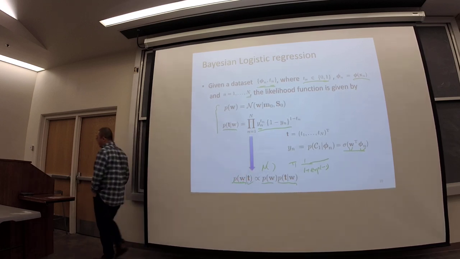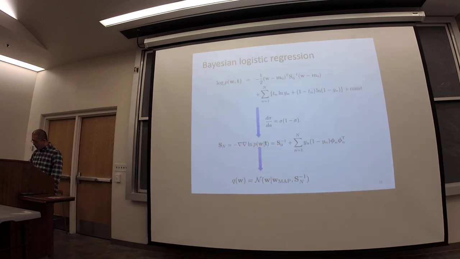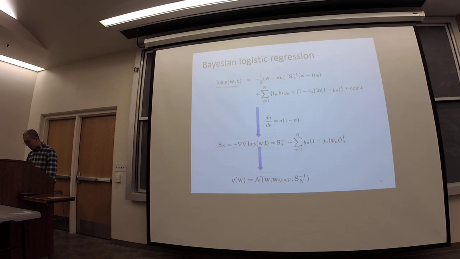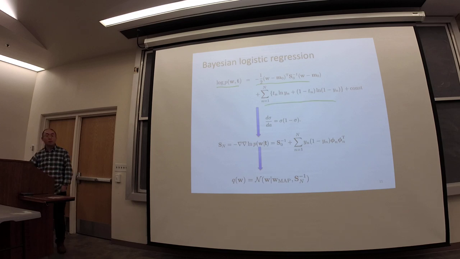So we just follow the recipe, right? First, we take the logarithm of the joint probability. This negative quadratic term is the log prior. And the second term, the summation, where each summand is a log Bernoulli likelihood, is the log data likelihood. Then you just maximize this. Suppose you end up with your MAP estimation, which is denoted by W map. So we can further compute the Hessian matrix of this log joint probability and then take the negative sign.